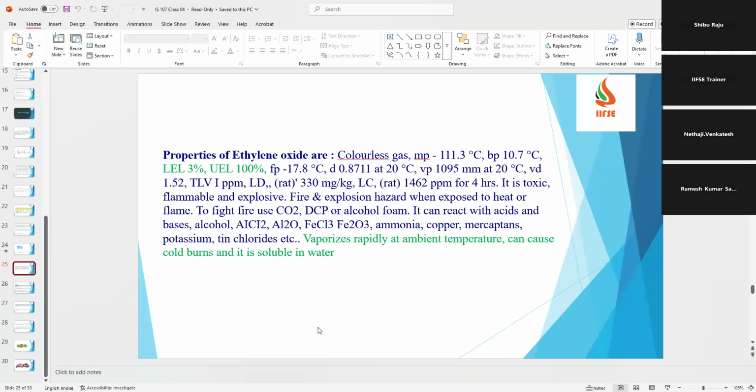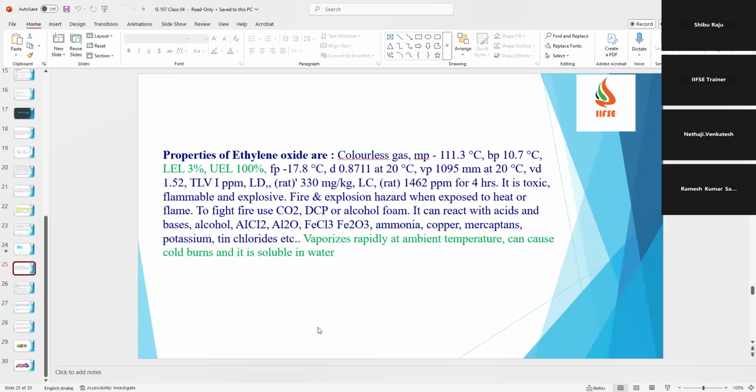Okay, it is basically flammable and explosive in nature. There are fire and explosion hazards when exposed to heat or flame. Whenever it gets exposed to any external heat, it is flammable and can also explode. Firefighting measures will be CO2 and DCP, or foam we can use, dry chemical powder as well as alcohol foam, which is nothing but triple F, a film forming foam. We call it triple F foam.